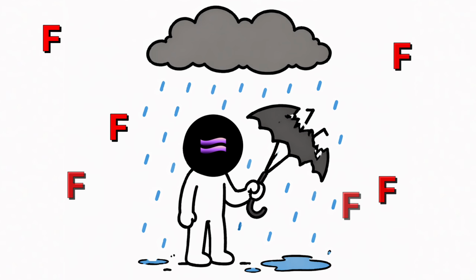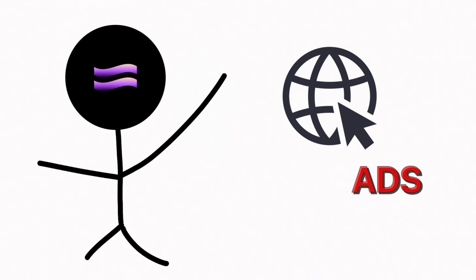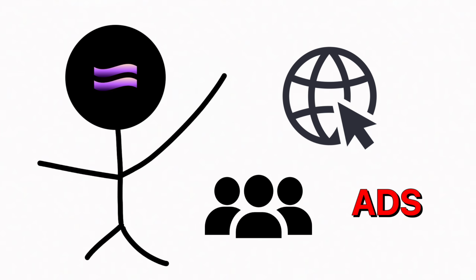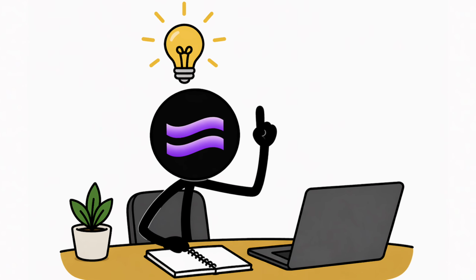Most beginners fail online because they start with complicated business models. They think they need a website, ads, a big audience, or advanced skills. In reality, the simplest online business model is built on three basic parts. And once you understand them, everything else makes sense.